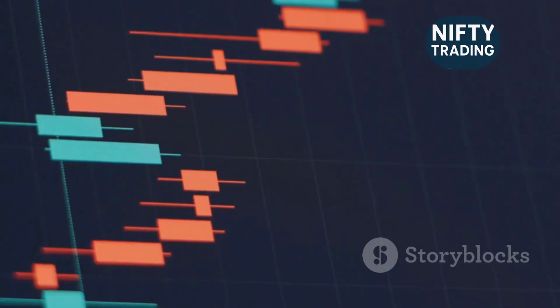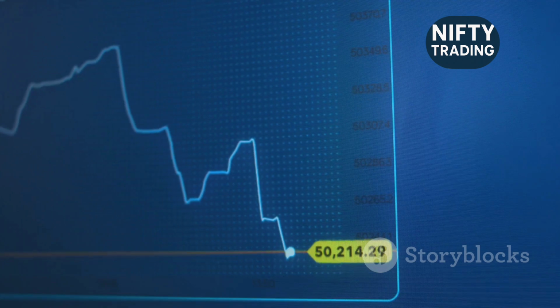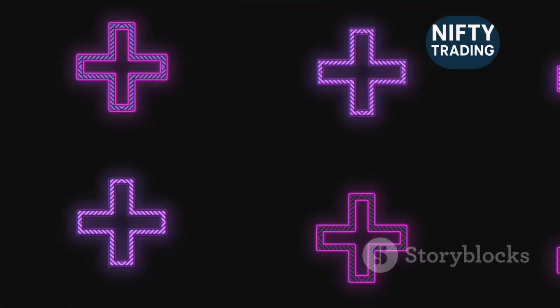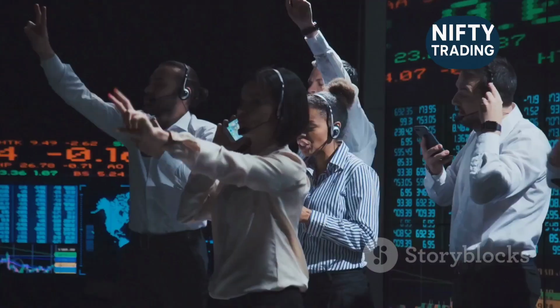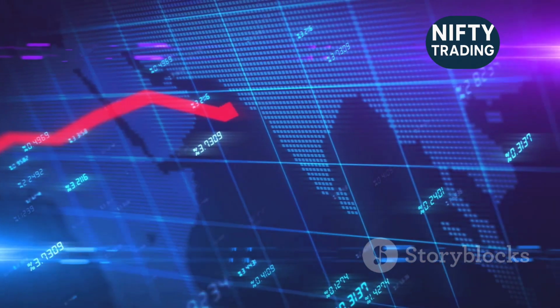Small body at the bottom, long upper wick after an uptrend. Buyers tried to push higher, but sellers took over. Potential bearish reversal. The doji, almost no body, looks like a plus sign. It means indecision. Neither buyers nor sellers won. After a strong trend, it can warn of a possible reversal.